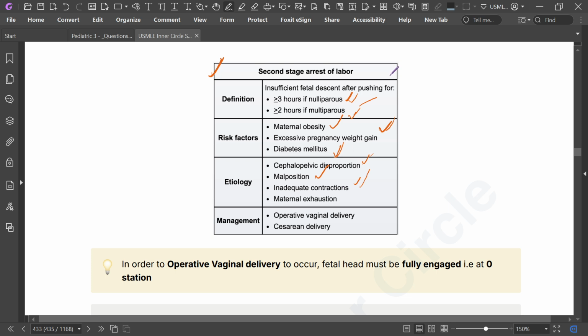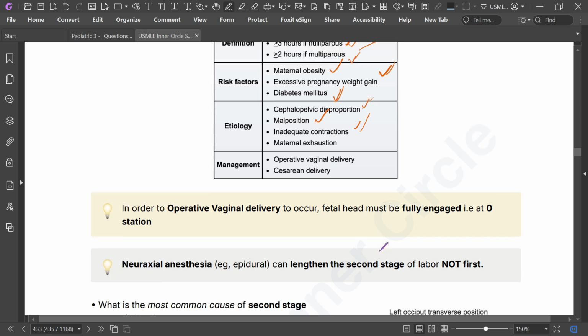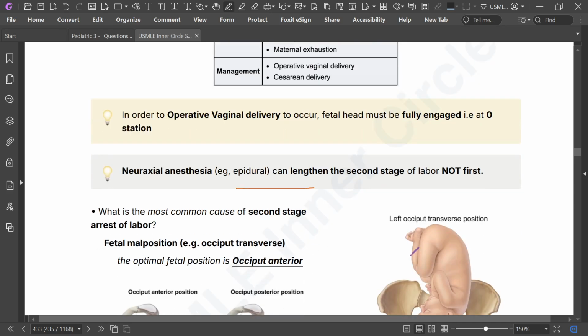In order for operative vaginal delivery to occur, the fetal head must be fully engaged, at zero station or below. Neuraxial anesthesia, epidural anesthesia, can lengthen the second stage of labor, not the first stage of labor.